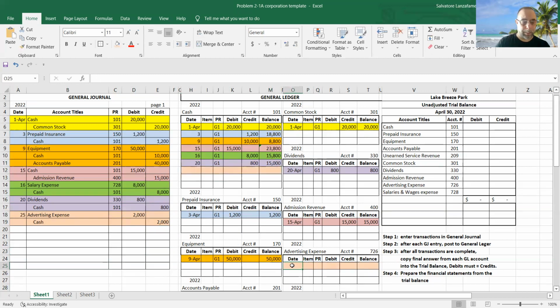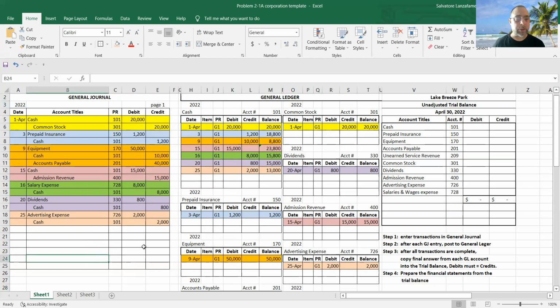So the date being April 25th, nothing in the item. G1, we are going to debit advertising expense for $2,000. And that gives us a $2,000 debit balance. Cross-reference with the 726. And then cash on the 25th, G1, we're going to credit for $2,000 and your new balance is $3,000. Cross-reference back with the 101. Okay, so we're moving along pretty good here.